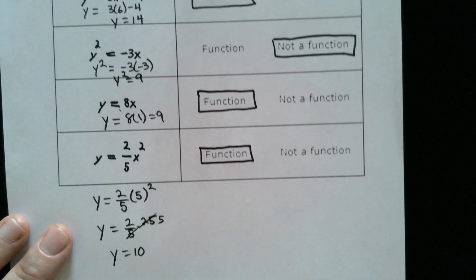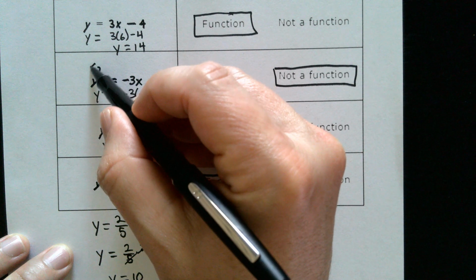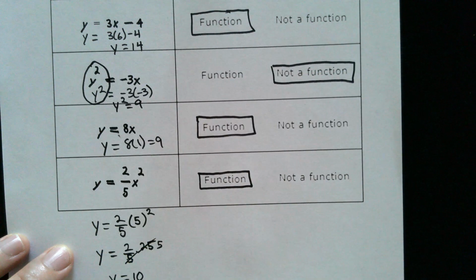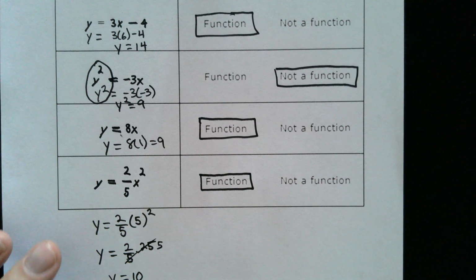So notice all the ones that were solved for y, those were functions. And in general, that's going to be true. If you only have one y and it's by itself on the left side, that's going to be a function. Notice the ones that had a y squared term, those were not functions because that gave the ability to have more than one y answer for one x.